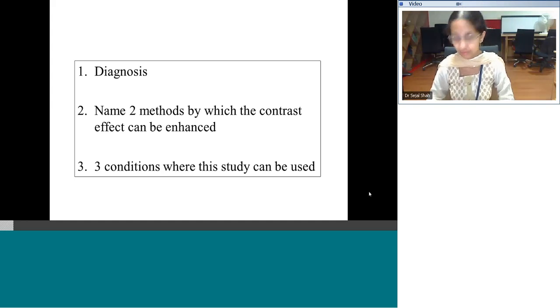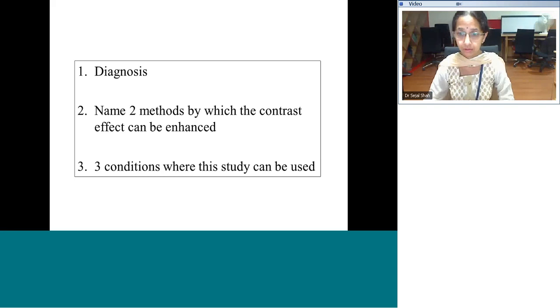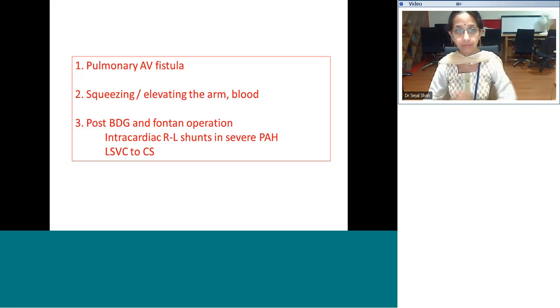Yes, that's correct. So now we will go through the answers. So we have pulmonary AV fistula as the probable diagnosis. As you said, you could squeeze the arm or elevate the arm, add a little blood, or add a little air into the blood to make it better. And it can be used after a BDG and a Fontan operation.